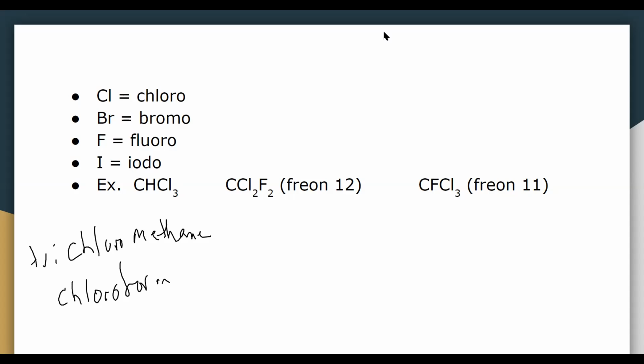CCl2F2, you've got chlorine and fluorine on your methane. The chlorine comes first, and there's 2 of them, so that's dichloro. There's 2 fluorines, so that makes it difluoro. And then methane.